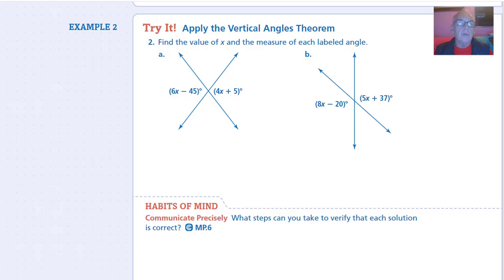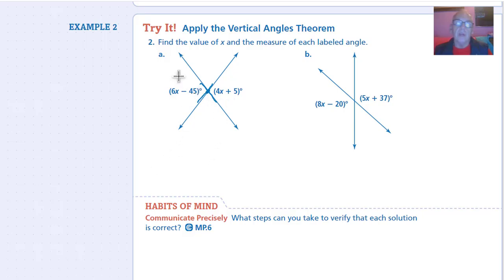Okay, example 2, we want to apply the vertical angle theorem. It wants us to find the value of x and the measure of each labeled angle. So these two angles we can see are vertical angles. They share the same vertex, and their sides make up the sides of the other angle. So these two angles need to be congruent to each other.